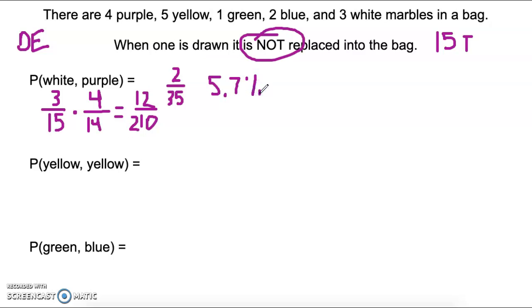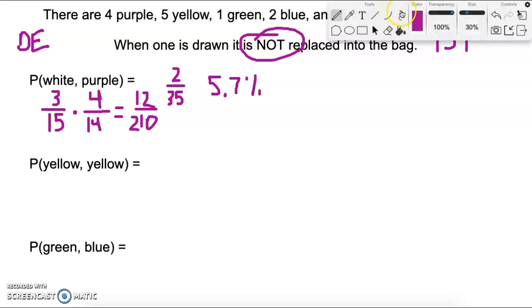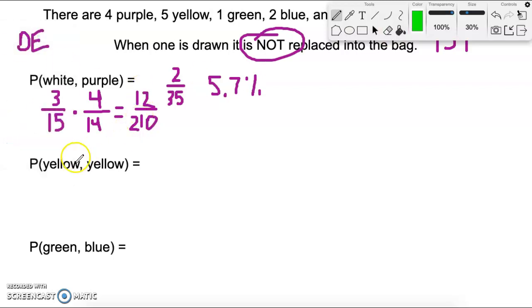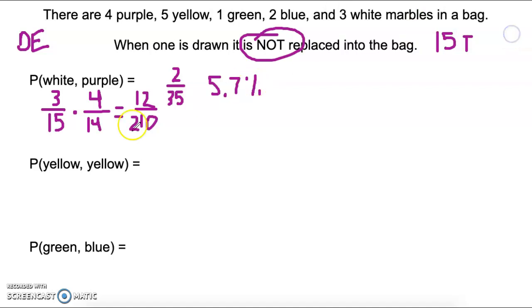All right, let's look at this next one. This is one that a lot of students had trouble with on the check-in. So probability of drawing a yellow and then drawing another yellow. Again, probability of event A doesn't change at all. There are 5 yellow marbles and there are 15 total marbles in the bag for event A.